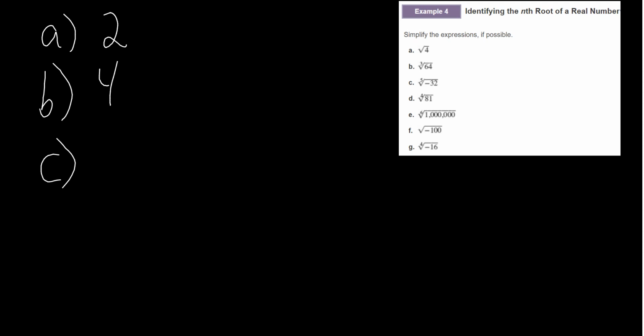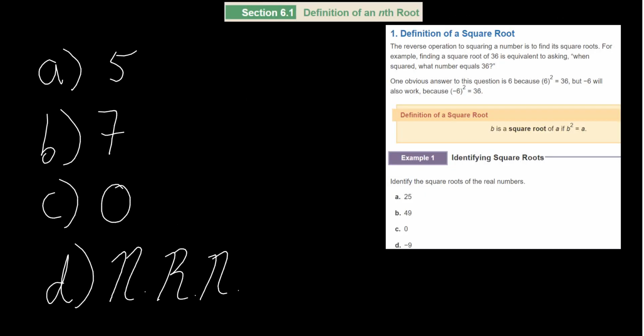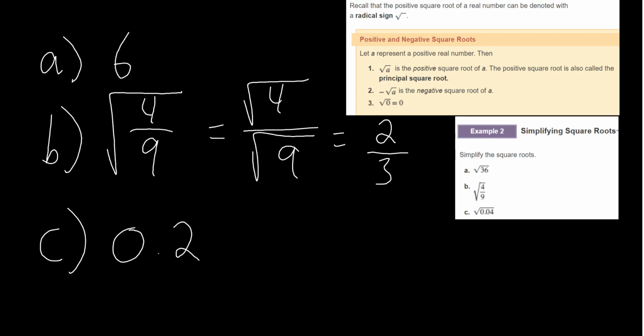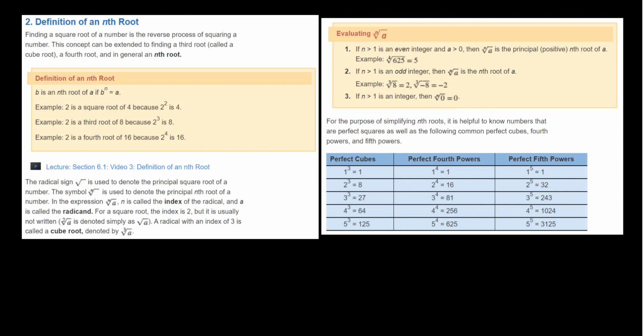C, we have the fifth root of a negative number. Previously, when we were trying to find the square root of a negative number, like negative 9, we said it was no real number. We also had negative 144 and negative 0.01, and we said those were no real numbers. Well, those circles are staying.